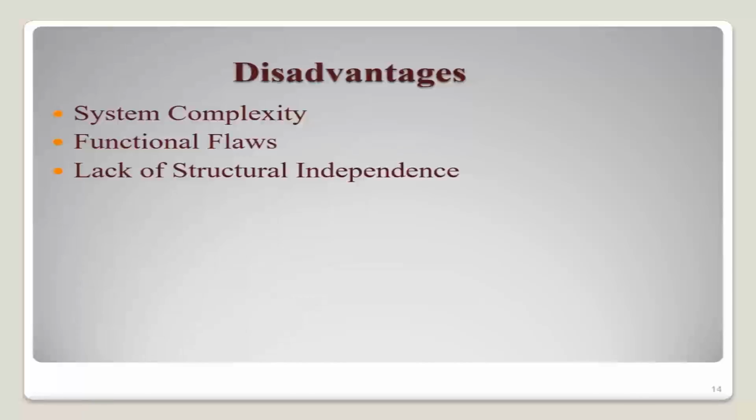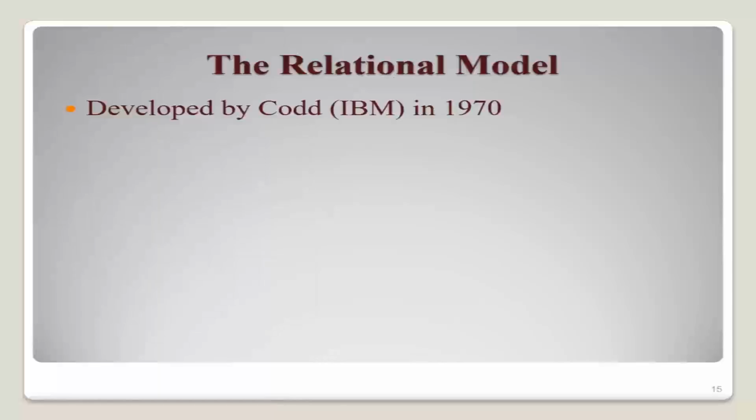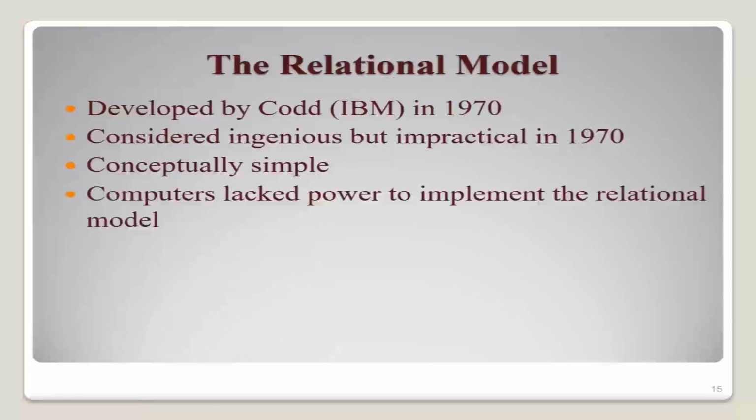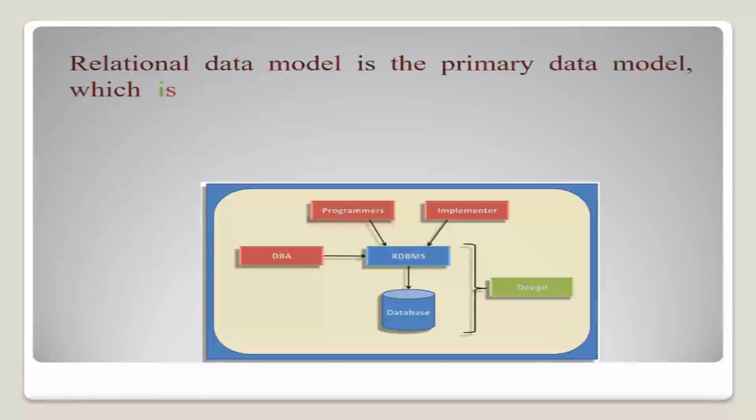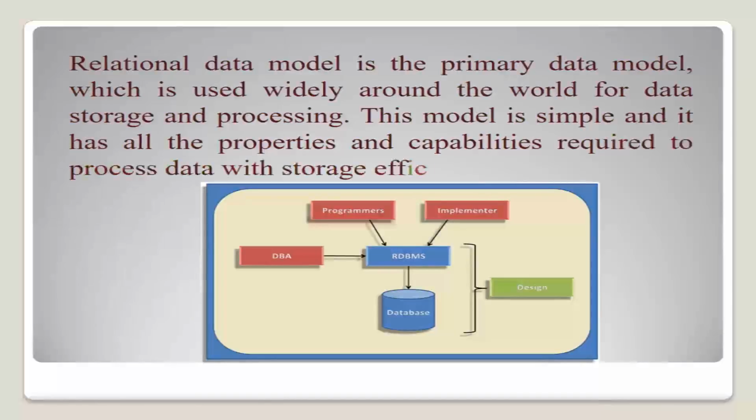Now moving to the last model, that is the relational model. It was developed by Codd from IBM in the 1970s. This model is conceptually simple. Computers lacked power to implement the relational model. Today, microcomputers can run sophisticated relational database software. The relational data model is the primary data model which is used widely around the world for data storage and processing. This model is simple and it has all the properties and capabilities required to process data with storage efficiency.